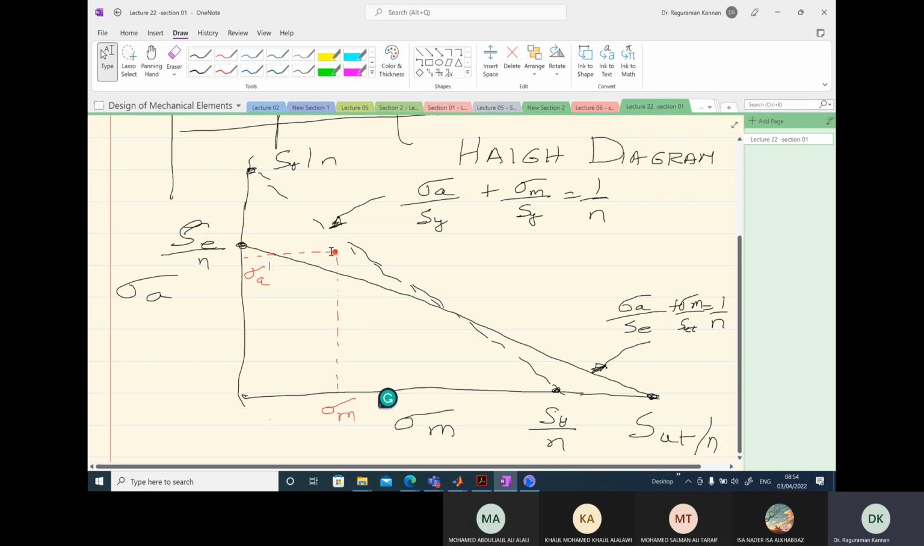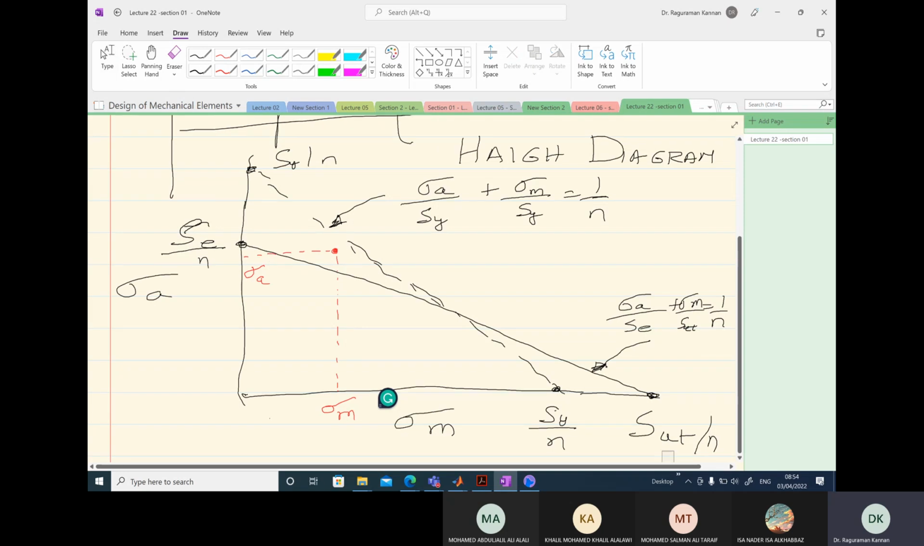Now, it's not easy to figure out whether this point, we would have calculated these points, right? We do not know whether the point is outside the envelope or inside the envelope. We have no idea whether it is outside or inside. First, we need to figure out whether the point lies outside or inside. Let's assume we know that it is outside. If it is outside, we need to figure out what is the equivalent completely reversed loading to figure out what is the number of cycles to failure.